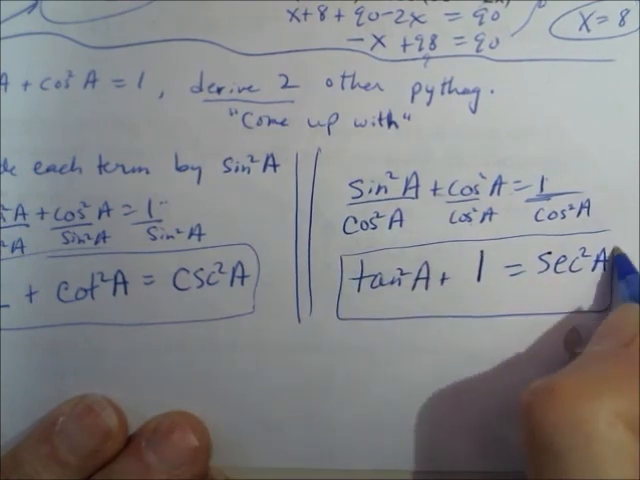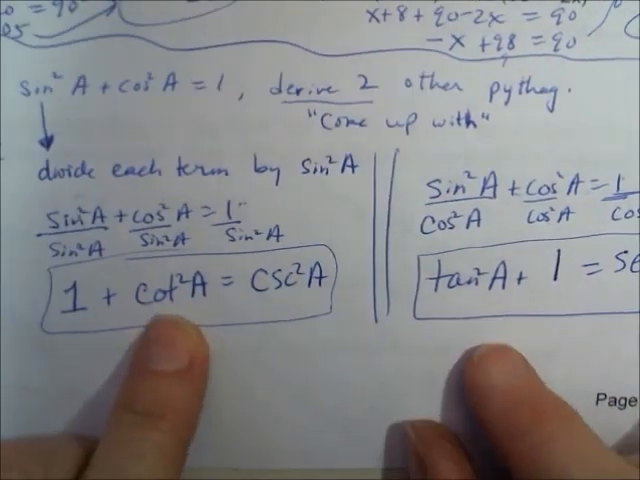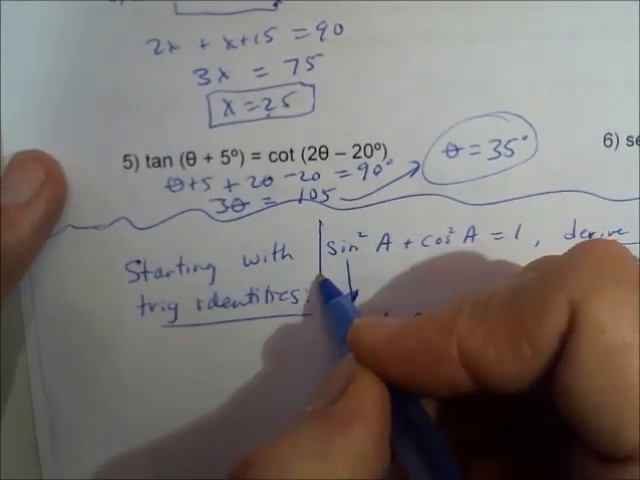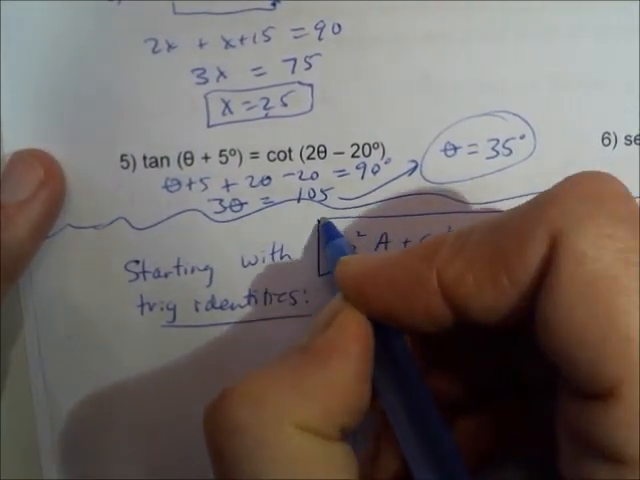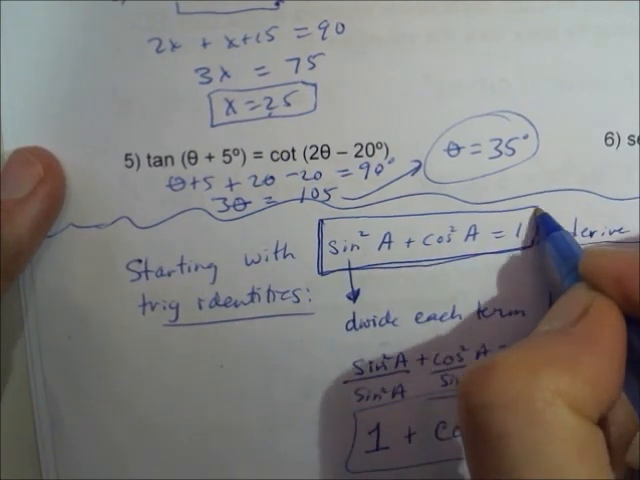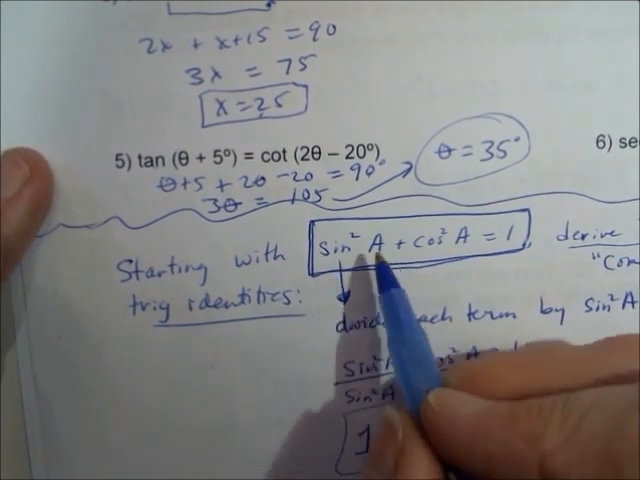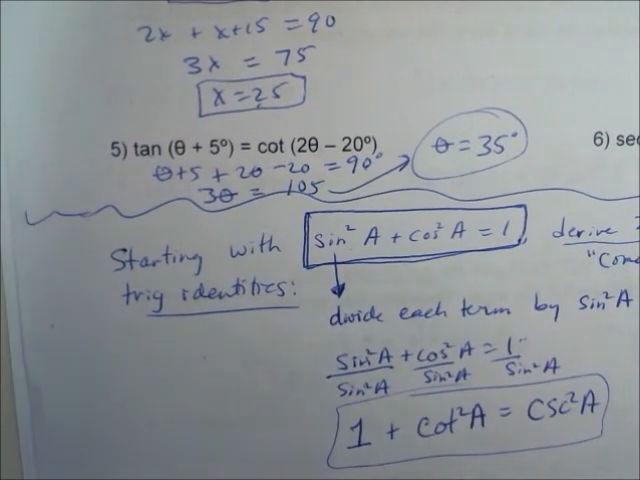So we have just derived two other Pythagorean identities, but they all come from this most important one that is used all the time in trig: the sine squared of an angle plus the cosine squared is always equal to 1, no matter what a is. And that's the end of today's short video.